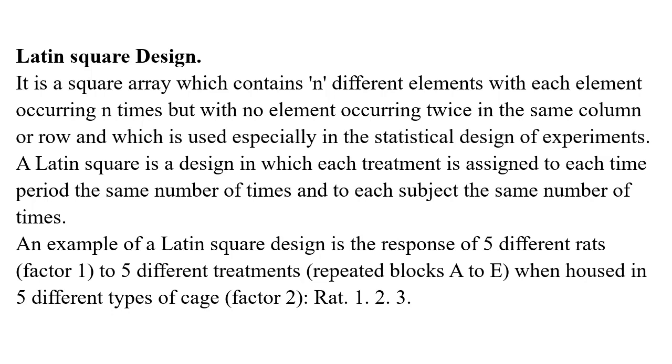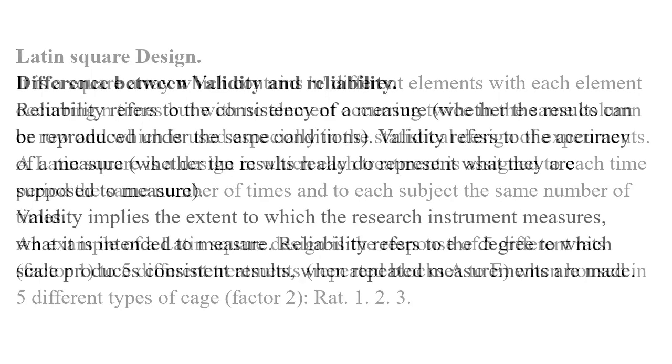An example of Latin square design is the response of 5 different rats, factor 1 to 5, to different treatments, repeated in blocks A to E, when housed in 5 different types of cage. Factor 2, rat 1, 2, 3.